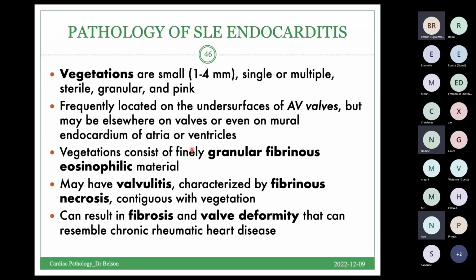So the vegetations are small. There are granular fibrinous eosinophilic material. Valvulitis means the inflammation of the valves with fibrinous necrosis. Also, fibrosis can happen if the inflammation has been there for a long time, and this will cause the valve deformity.